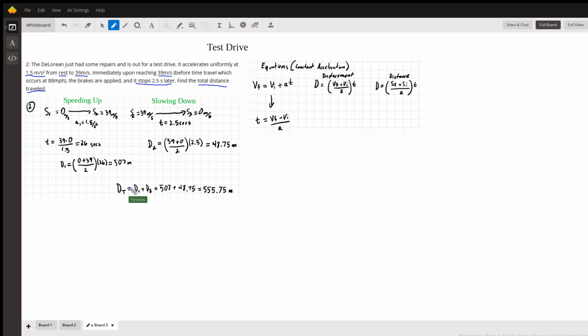Now, all I gotta do is add these two distances to get the total distance. So 507 plus 48.75 is equal to 555.75 meters total. And that's your answer.